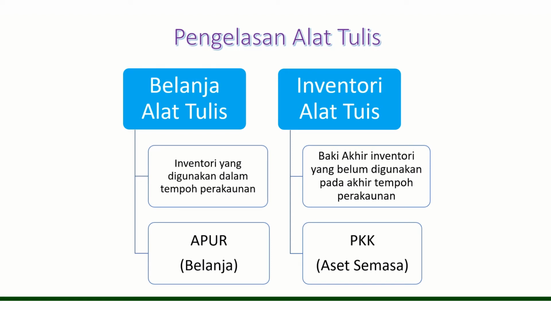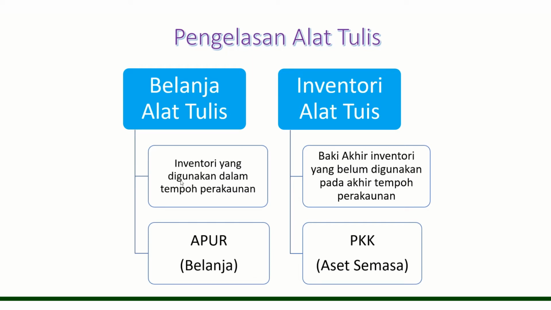Okay, the next slide tells us pengelasan alat tulis. So there are two types of pengelasan alat tulis. The first one is belanja alat tulis. So when do you actually tell that alat tulis adalah kategori belanja? Inventory yang digunakan dalam tempoh perakaunan. That means inventory alat tulis which was used in the tempoh perakaunan. So later in the calculation, I'll show you how to find out apakah inventory alat tulis yang telah digunakan dalam tempoh perakaunan. Okay, so the one yang telah digunakan dalam tempoh perakaunan, that will go into APUR under kategori belanja.